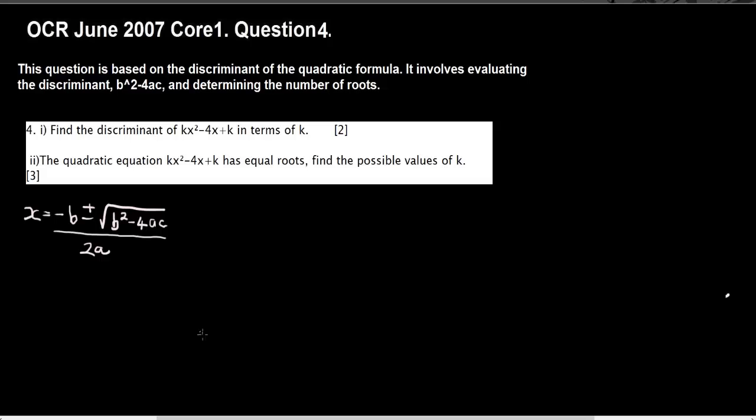So first of all, before we look at the question, you'll recall the formula for solving the quadratic equation is x equals minus b plus or minus the square root of b squared minus 4ac all over 2a. Now the discriminant is this bit, the b squared minus 4ac. That's the discriminant, where a is the coefficient of x squared, b is the coefficient of x, and c is the constant term.